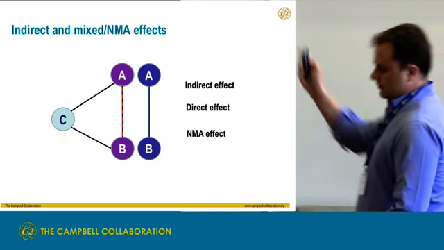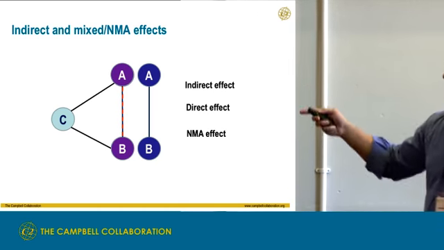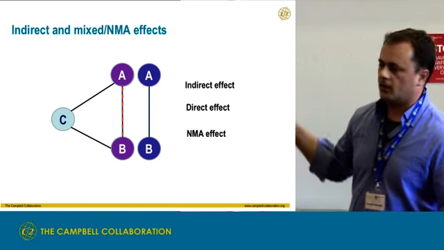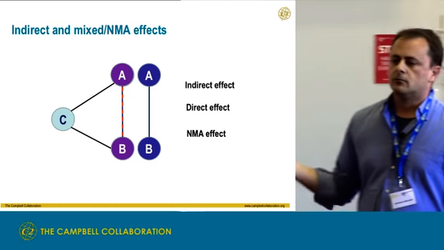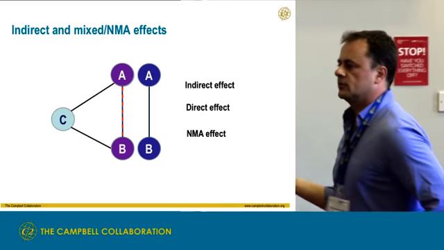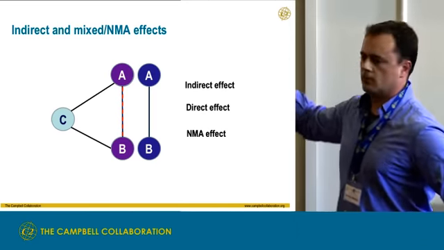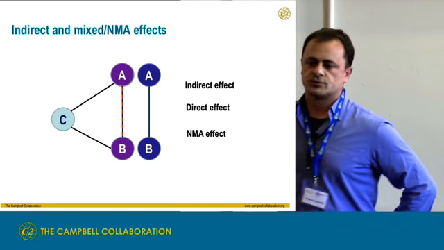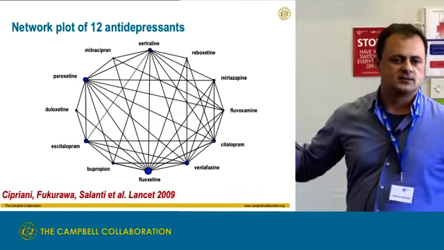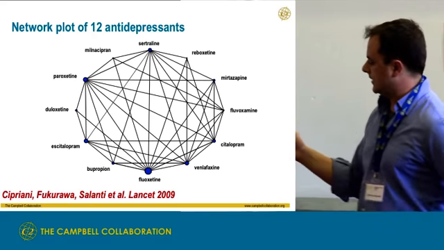So once again, we have A, B, and C treatments. A and B are compared to C. That means that I can get an indirect estimate. I use the dotted line. But it could be the case that I also have studies comparing A and B. So I also have direct evidence. And network meta-analysis synthesizes both these two sources of evidence, and we get a network meta-analysis effect estimate. So I may have both direct and indirect evidence.